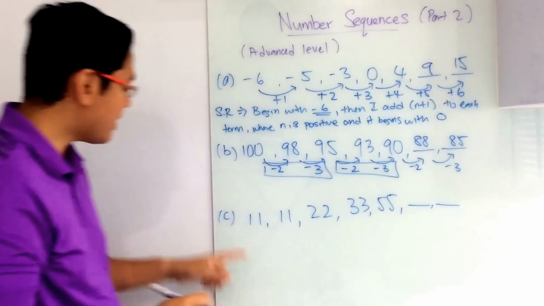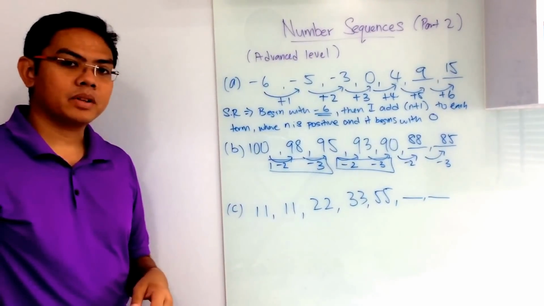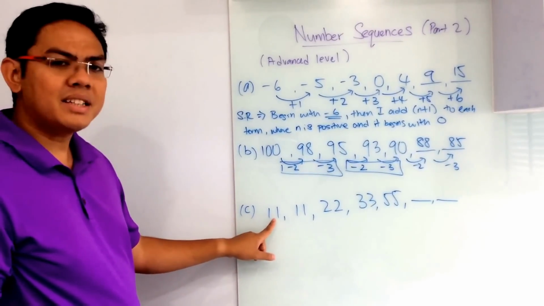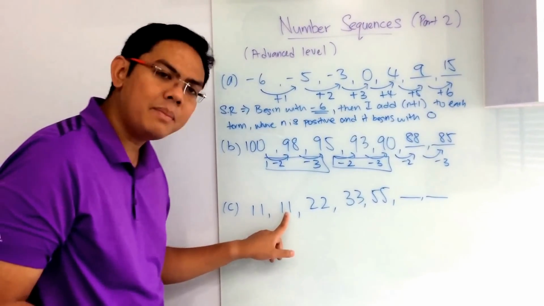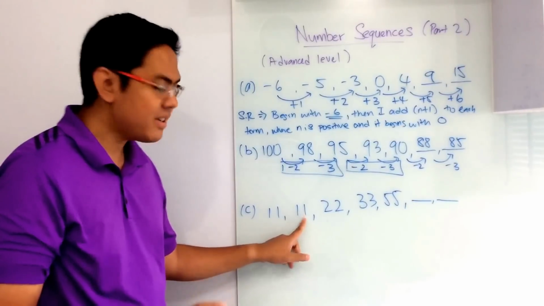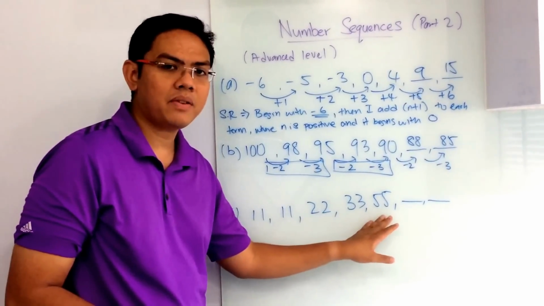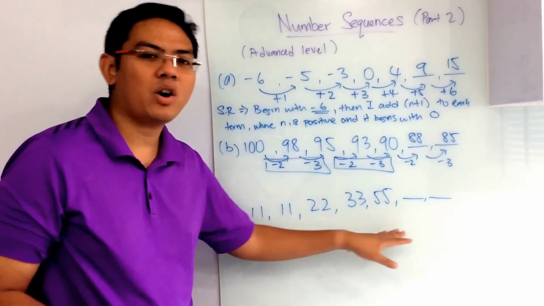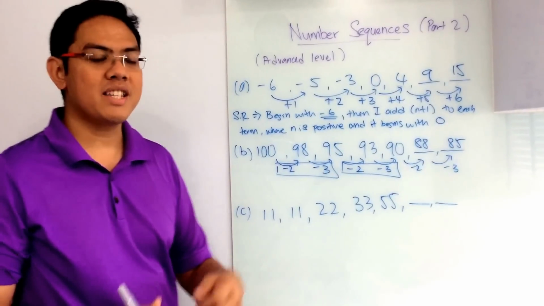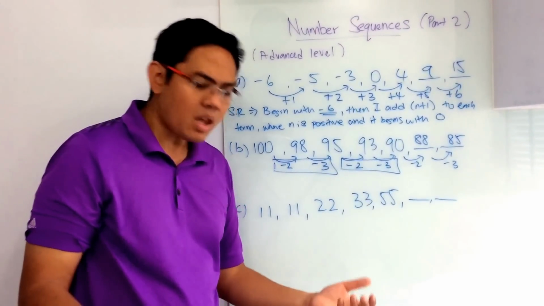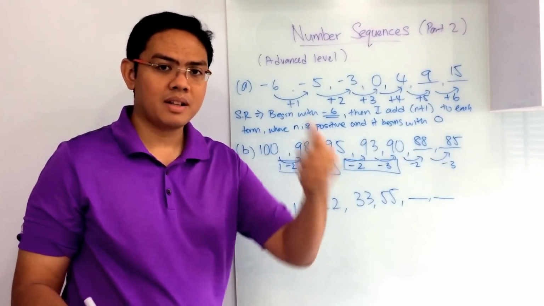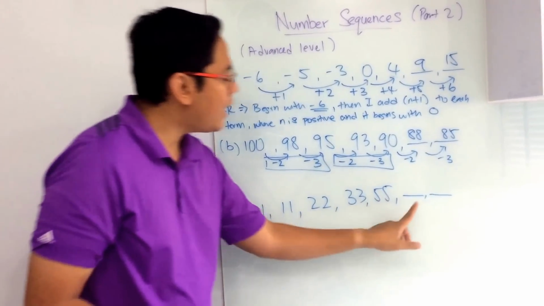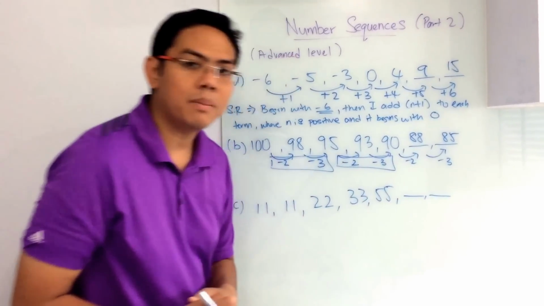Okay? And last but not least, let's look at part C. Alright? This is a bit weird. Okay, if you take a look at it, the first term here is 11, but the second term here is also 11. Alright, proceed on. The last term here is 55. So the first thing that comes to your mind is the number is in ascending order. Alright, for ascending order, there are two operations that are possible: addition and multiplication. Alright, so now what are the next two terms?